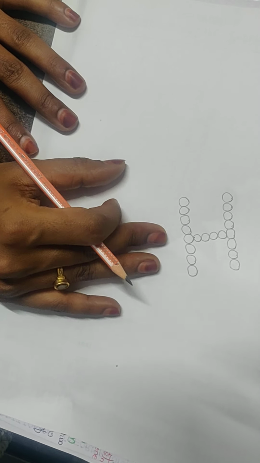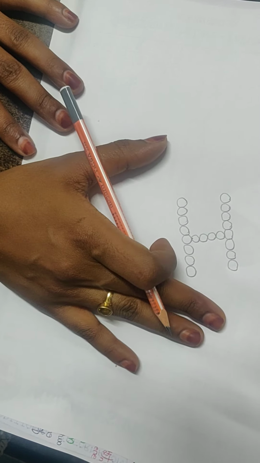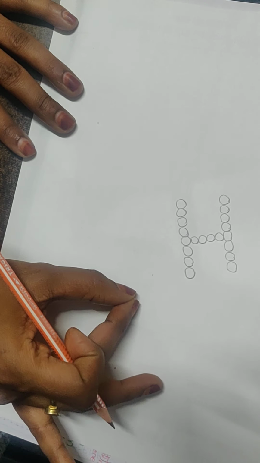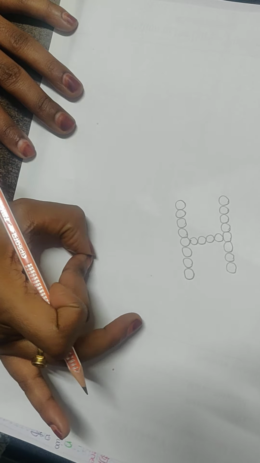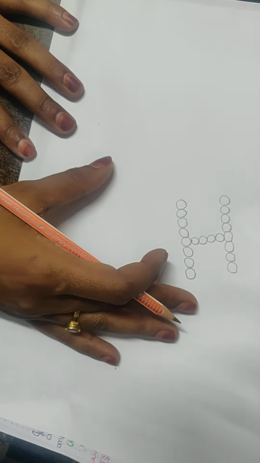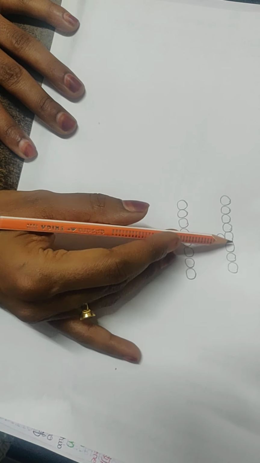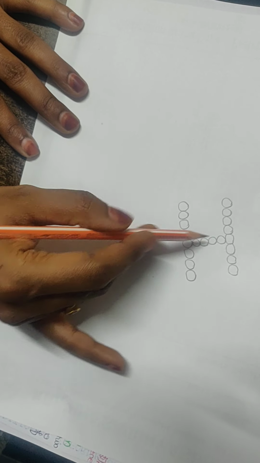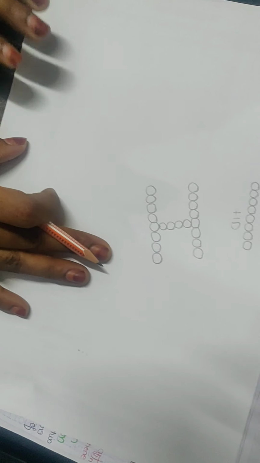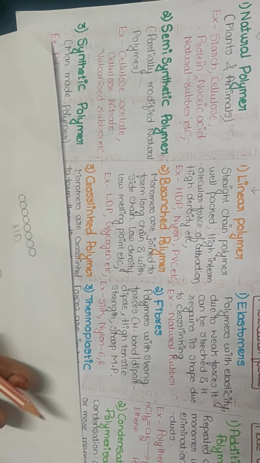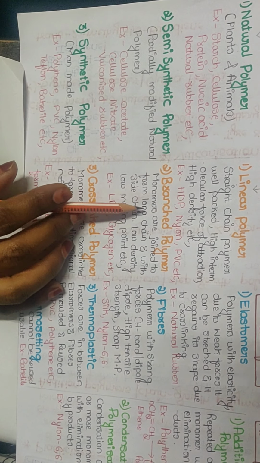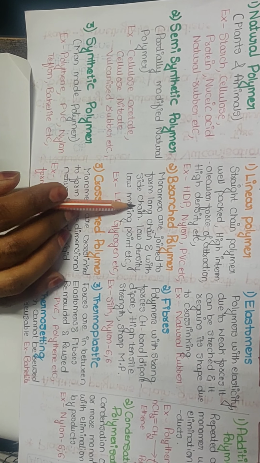I'll repeat once again. In the case of branched polymer, the monomers are joined together to form a straight chain. It will have branches also, but they are not connected with each other. Whereas in the case of cross-linked polymer, the straight chains have branches which are interconnected with each other. Then it is called cross-linked polymer. In the case of branched polymer, as you all know, we have branches, that is nothing but side chains.